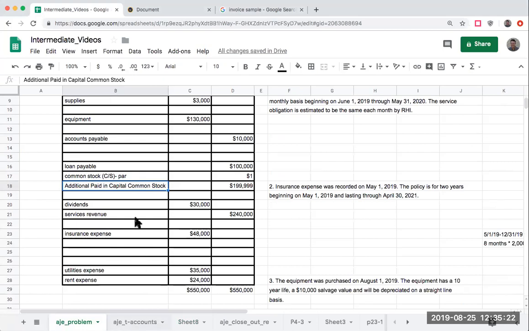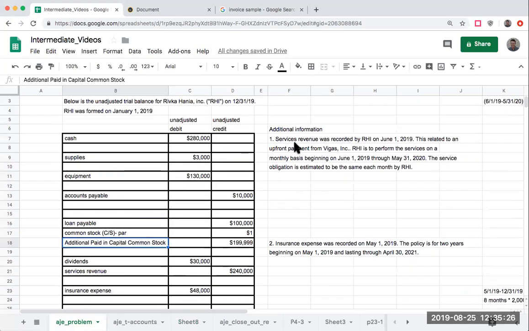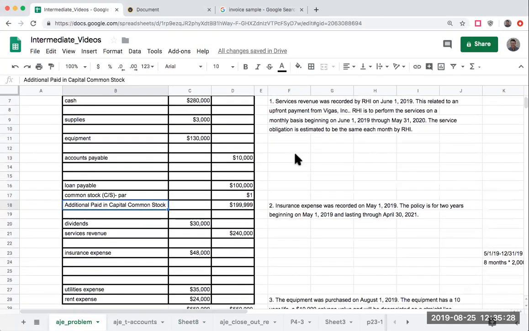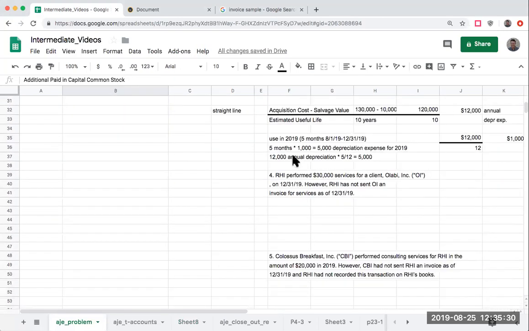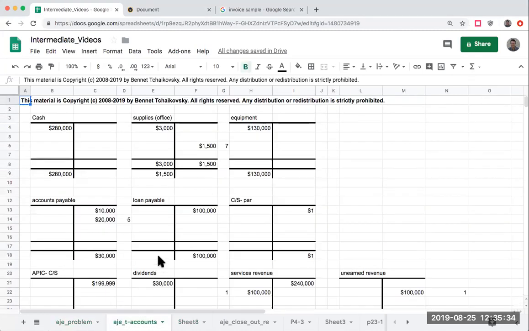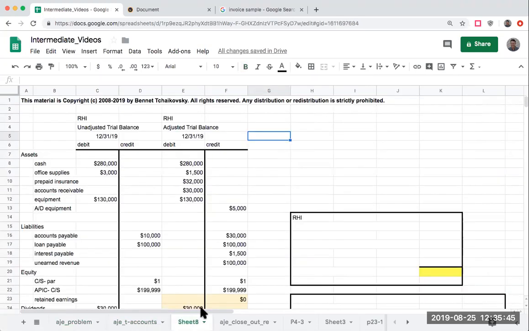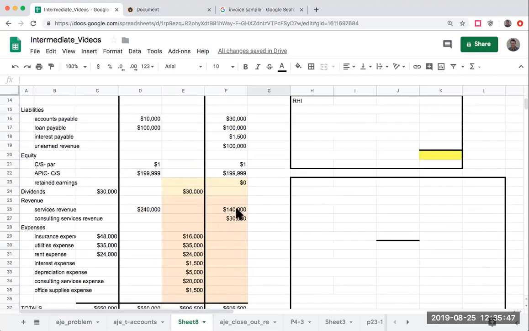So just a brief recap, we were given an unadjusted trial balance. We were given various items of additional information on which we had to go through and create adjusting journal entries. We made journal entries out of those. We then also put those adjusting journal entries into the T accounts. What we then did is we made an adjusted trial balance, and that's kind of where we left off.